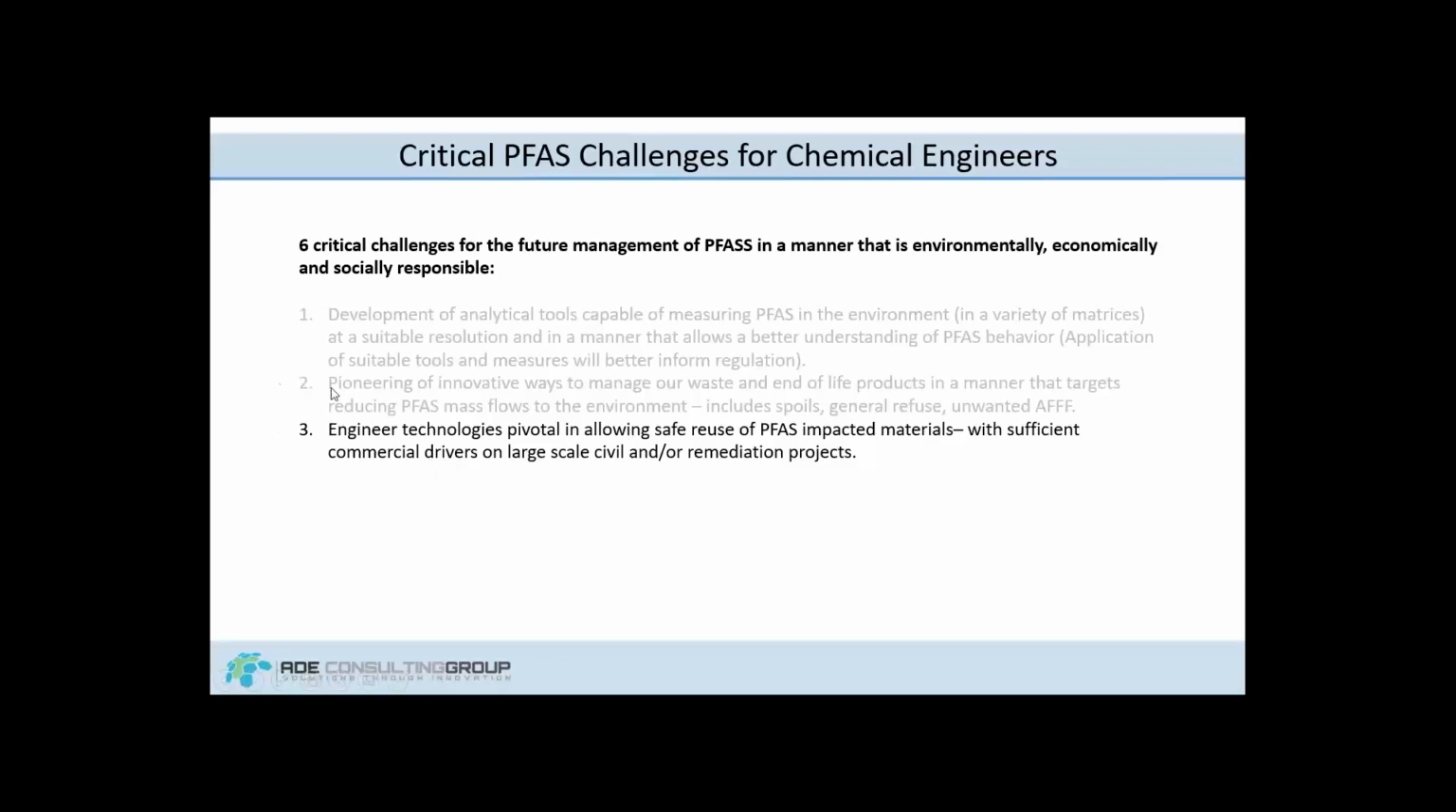This is a really important one and applies more to infrastructure and large-scale civil projects, but we need to engineer technologies that allow safe reuse of PFAS-impacted materials. Treating all PFAS-impacted materials as condemned rather than a resource is not a very sustainable way to do things, and quite often is not validated by the risk itself.